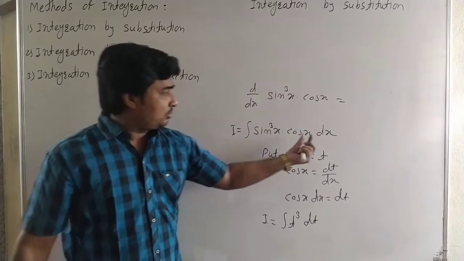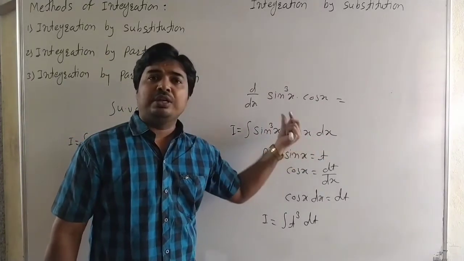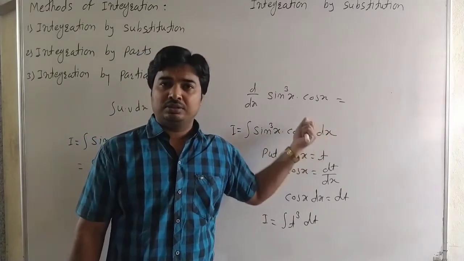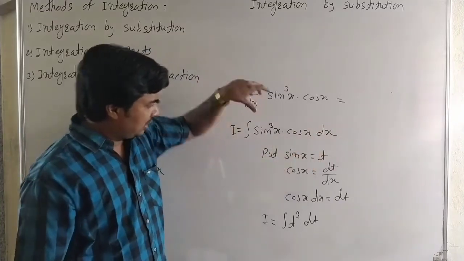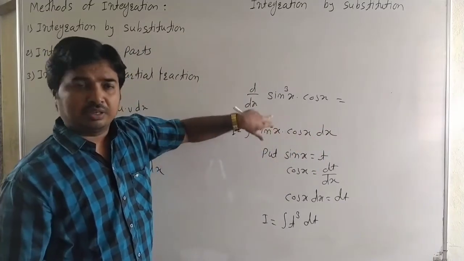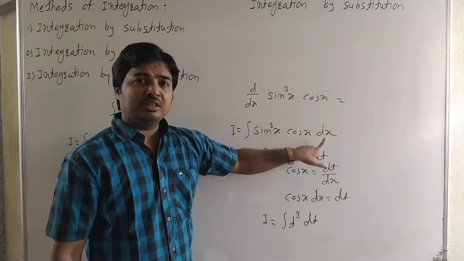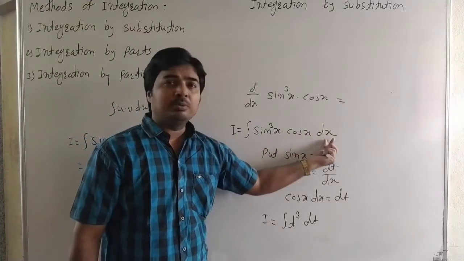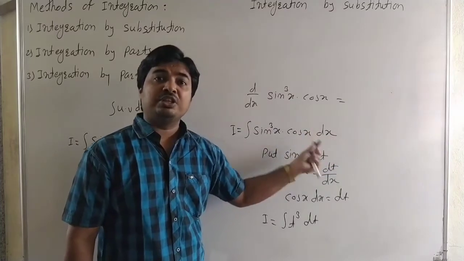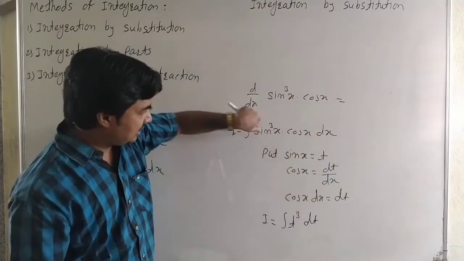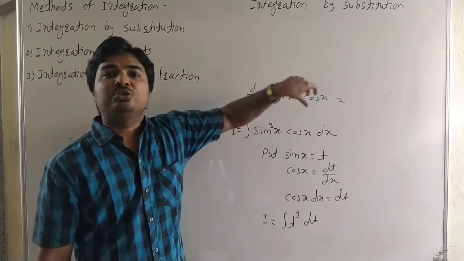Substitute the function whose derivative is a multiple of dx, and see which function it is in this example. Here the multiplier is dx. Cos x is a multiple of dx, and cos x is the derivative of sin x, and sin x is here, so we put sin x equal to t.